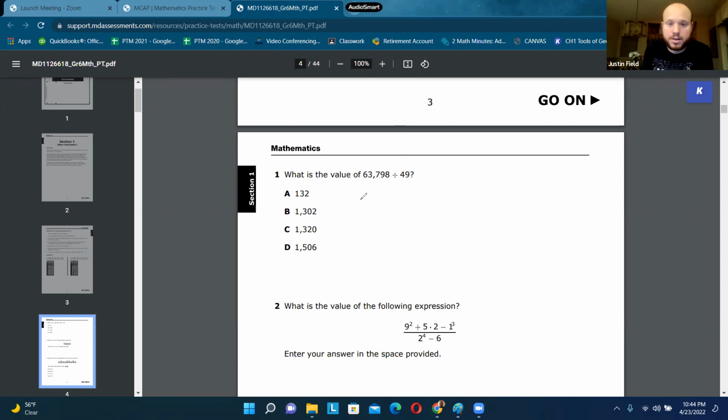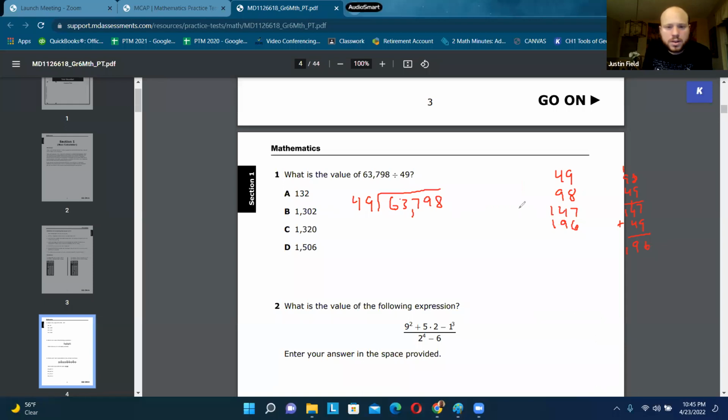What is the value of 6,798 divided by 49? I don't want to do this problem any more than you, but we are going to. And maybe we can take advantage of the multiple choice here, seeing as this is a timed test. So what I'm going to do is write down my multiples of 49. So 49, then 98. 98 plus 49, what's that? 147. Add 49 to that. What do you get? 196.